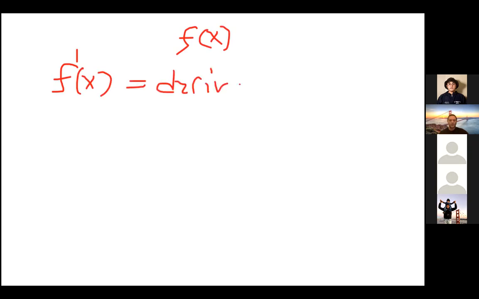So for those of you who've never seen derivatives before in your life, never heard that word, or it sounds very unfamiliar to you, just know this. f prime of x, that notation just means that is the derivative of f of x. So f prime of x, derivative of f of x.